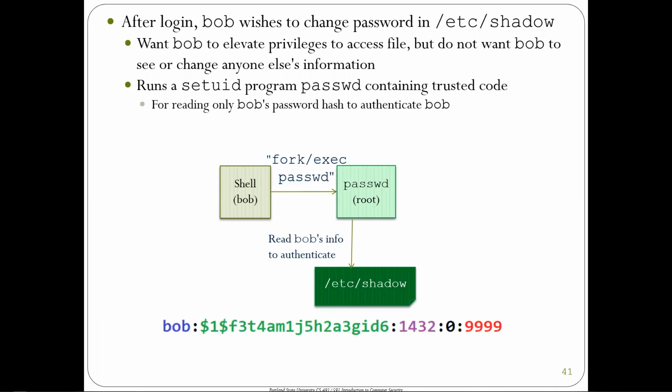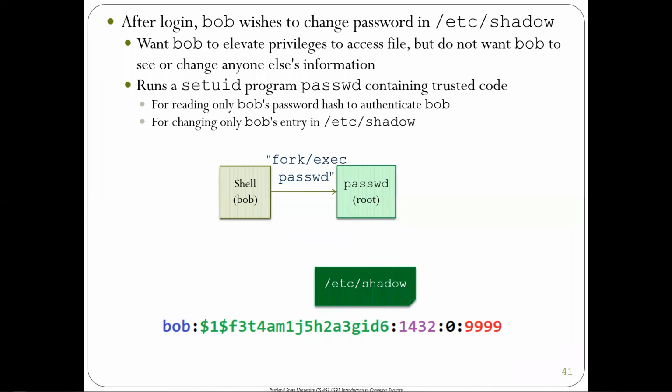And so in this case, this is the entry. And so here, not even Bob sees this hash, right? Because Bob doesn't have access to /etc/shadow to read it. This is being done through passwd. And this is what his password hash looks like.